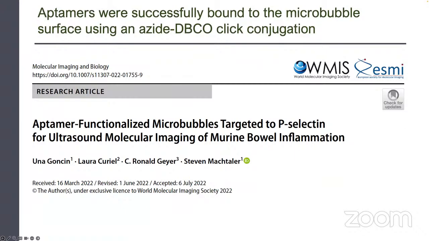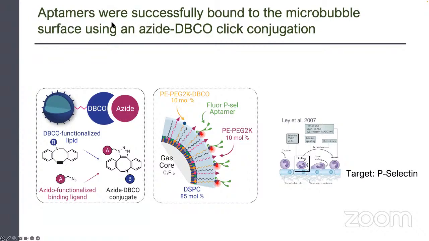This is work done by, again, my student Una, that we published just at the end of 2022 in Molecular Imaging and Biology. So what we did here is we searched the literature. We found this really cool RNA aptamer that binds specifically to mouse p-selectin. So we wanted to know if we could actually first generate a microbubble that sticks to it, and if it's stable, and how easy is it to label.